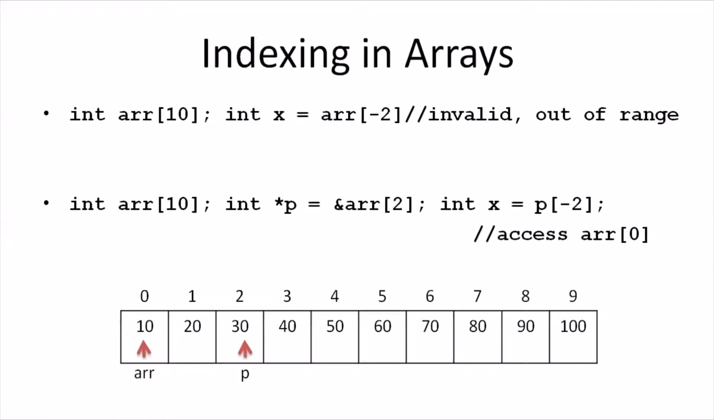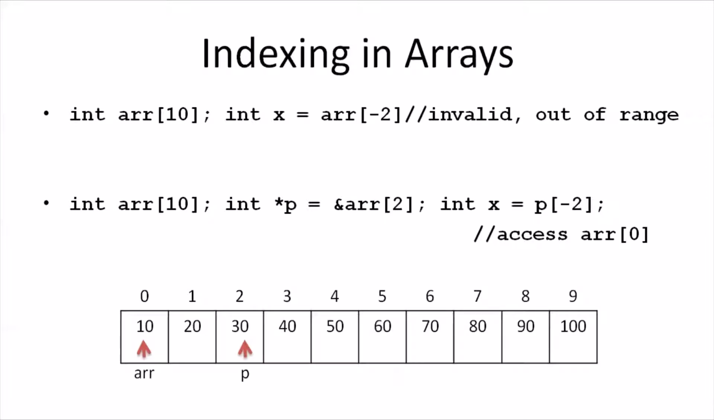Let us consider two examples. In the first one, we declare an array ARR of type integer and size 10, and then we try to access the array index -2. In this case, we will get an invalid or out of range error. This is because the scope of the program only has the array positions 0 to 9 at its disposal.